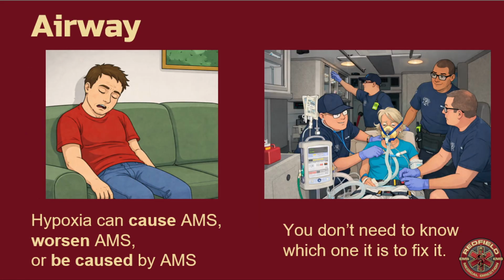Everything starts with the basics. ABCs always come first. For most altered patients, airway protection is the first real decision point. An unresponsive or poorly responsive patient may not be protecting their airway, and that alone might be the explanation for the altered mental status. Hypoxia can cause AMS, worsen AMS, or be caused by AMS. You don't need to know which one it is to fix it. In selected patients, non-invasive ventilation like CPAP or BiPAP can help, but only if they can protect their airway and cooperate. That requires constant reassessment. If cooperation fades or mental status worsens, you need to be more aggressive with ventilation.